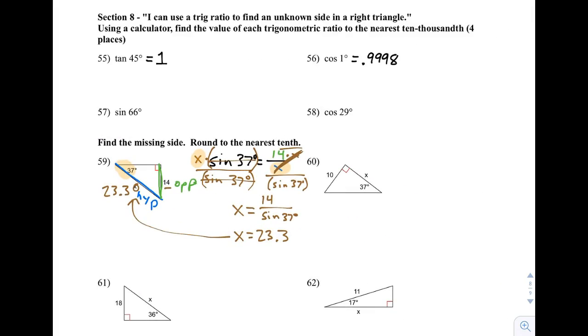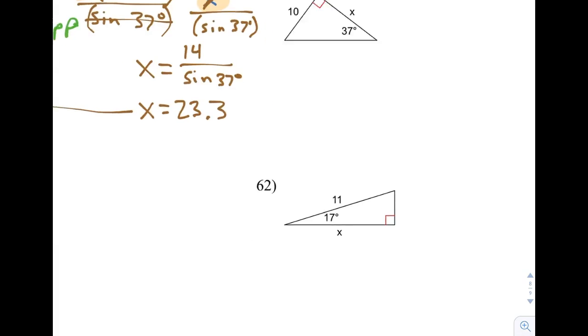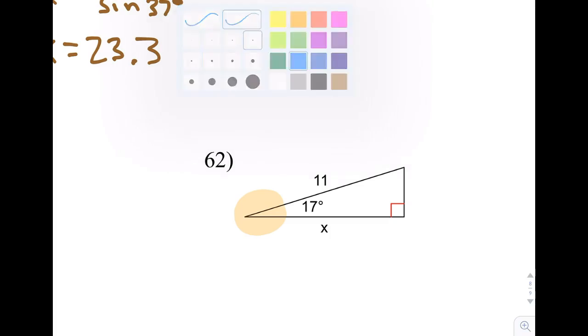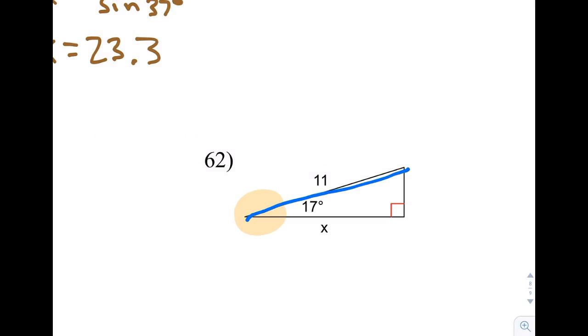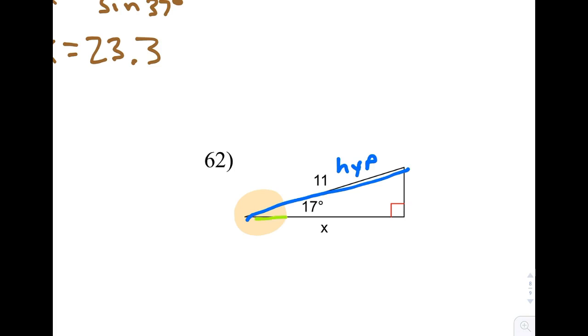Let's go ahead and do one more quick example. Let's use this one right here. We are given the angle 17 degrees, that's this angle right here, and we are given two sides. We are given the longest side of this triangle, the hypotenuse, that's 11. And we are given the side that is connected to the angle, not the one opposite, but the one that is adjacent. Adjacent means next to. So we have adjacent and hypotenuse.